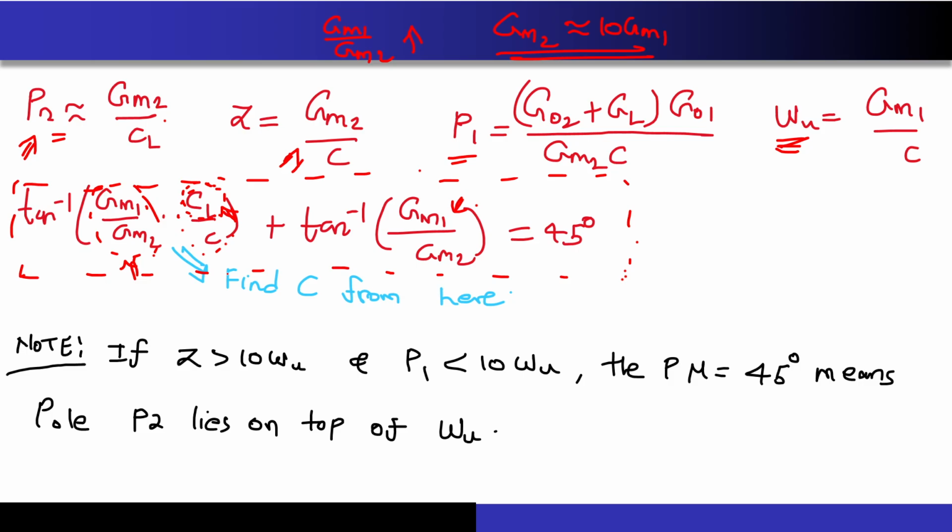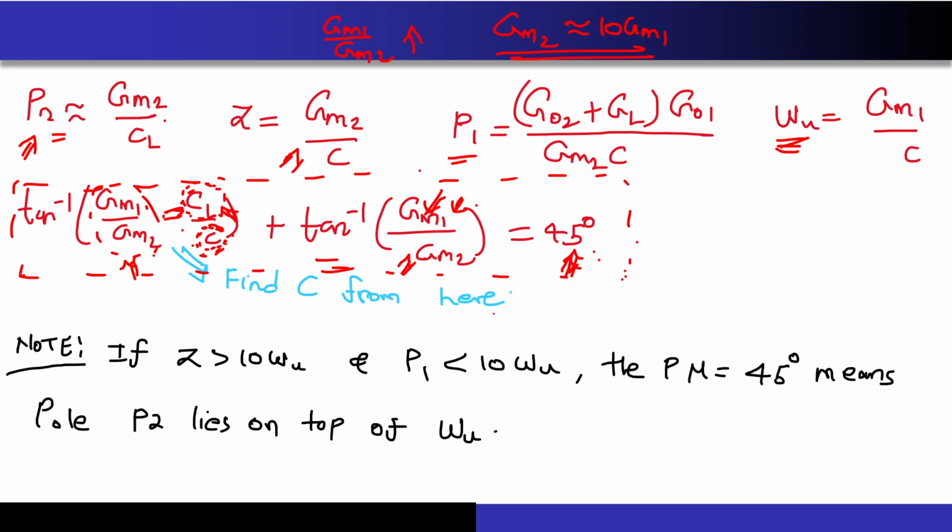Now once this is known, Gm1 is known to you, Gm2 is known to you, the CL factor is known to you. The only unknown quantity is C. The 45 degree is also known over here. So from this particular expression, you can easily find out the value of C that is required to yield a 45 degree phase margin.